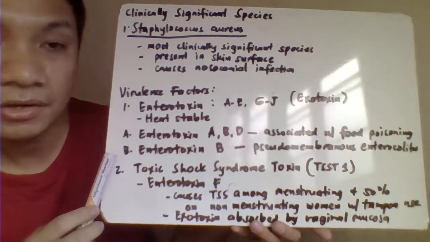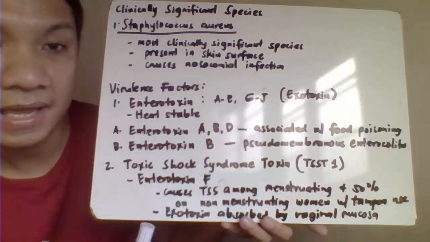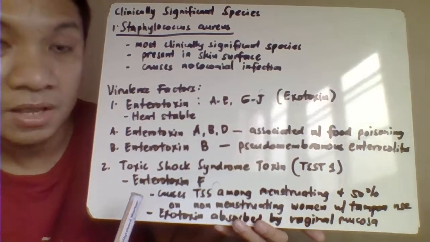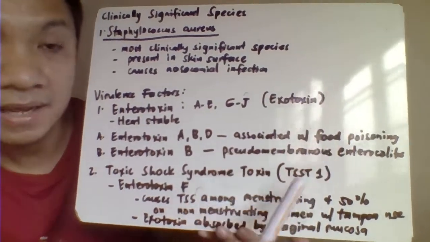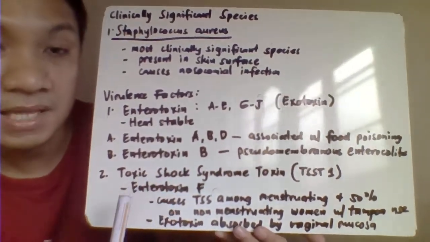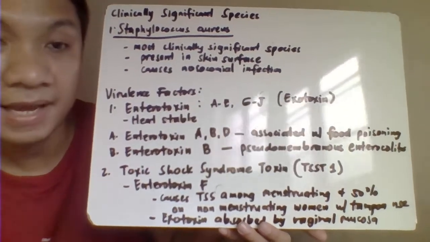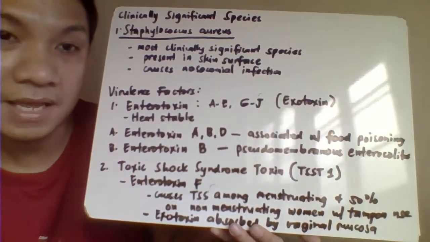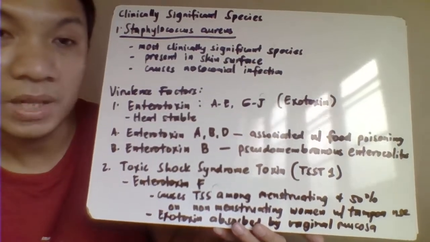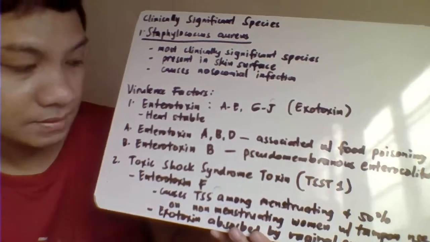For the first one, enterotoxin A, B, D. Again, this is the enterotoxin associated with your food poisoning. Again, this is a heat-stable na toxin. So therefore, kahit initin mo ang pagkain natin, still it will cause diarrhea pa din because your toxin will not be destroyed by heating process.